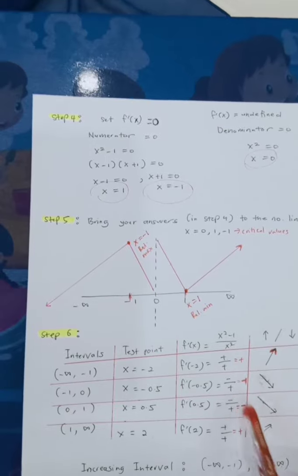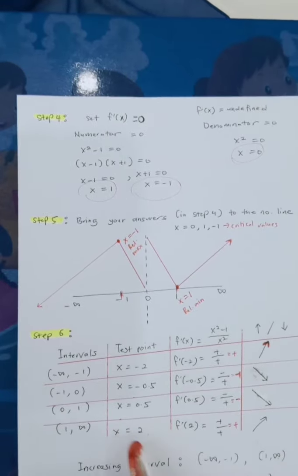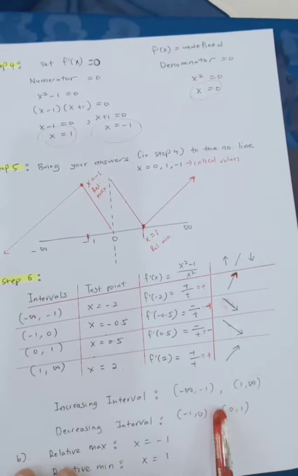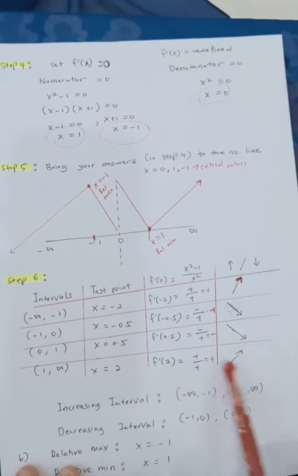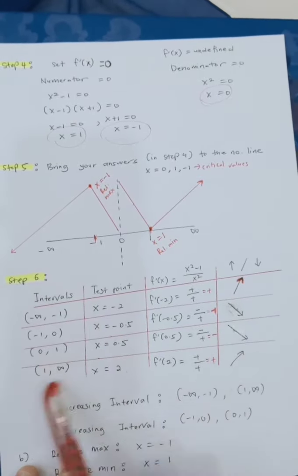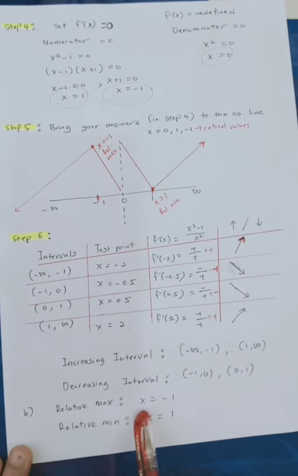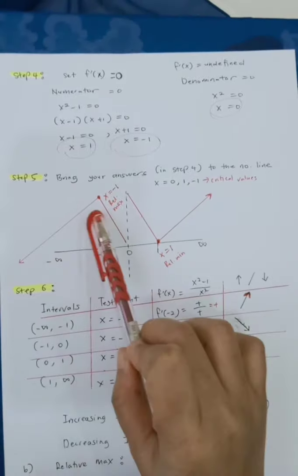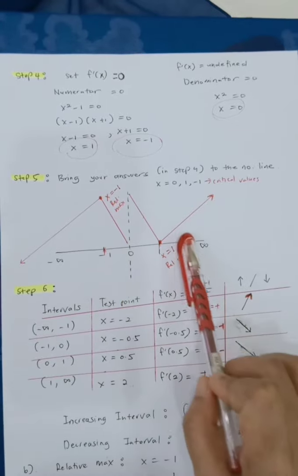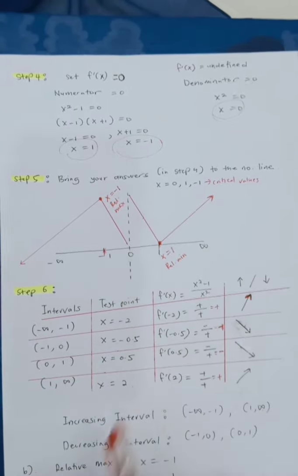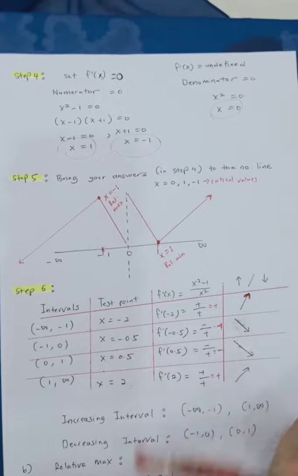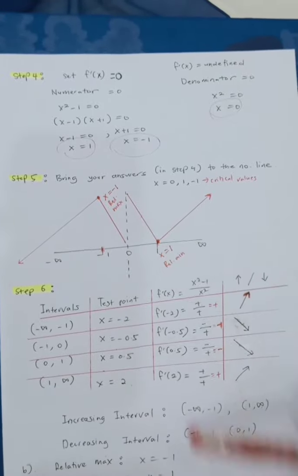Okay, once you get this, the answer for 2.11 is actually from here. You can simply take it from the table. But if you want to find the relative maximum or minimum, you have to draw a graph on the number line. Relative maximum is the highest point, relative minimum is the lowest point. Okay, that's all.